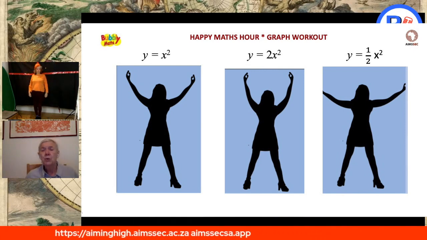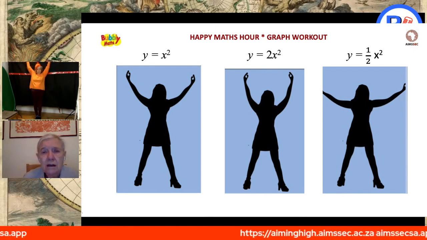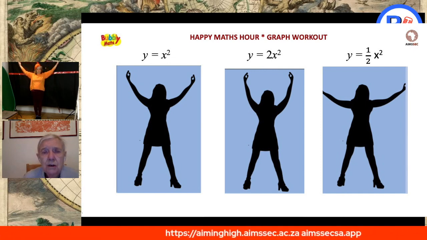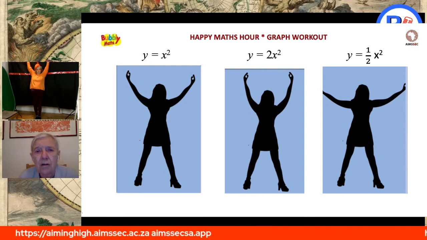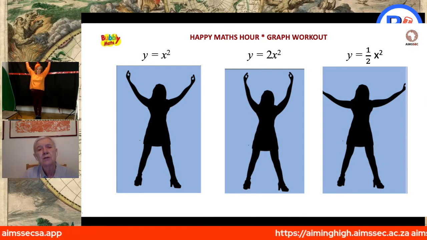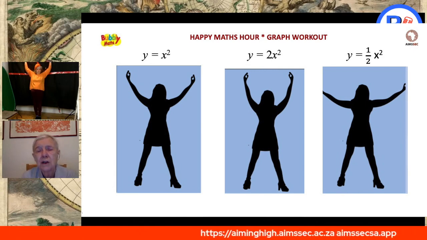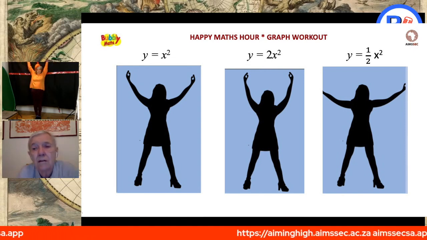Y equals 2x squared. So what's the difference there? She's got her arms up a bit higher, so it's a steeper graph. So if we take the straight lines y equals x and y equals 2x, y equals 2x is steeper. And here it's the same with the parabola. It goes up more quickly. It's a sort of steeper curve.